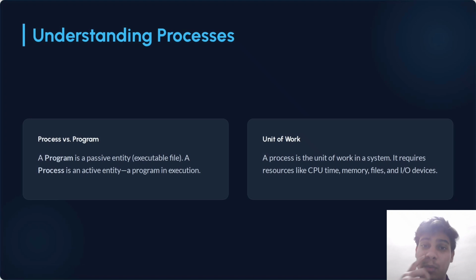A process is a program in execution. It is not just the code, but also includes current activity, program counter, registers, and memory. So basically, when you run any application, it becomes a process.